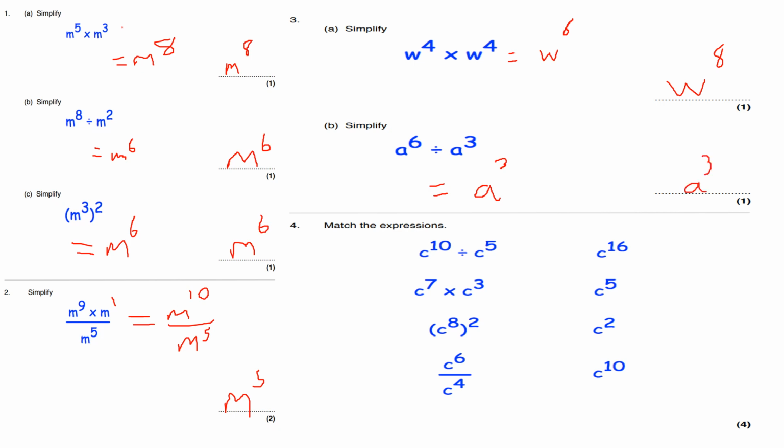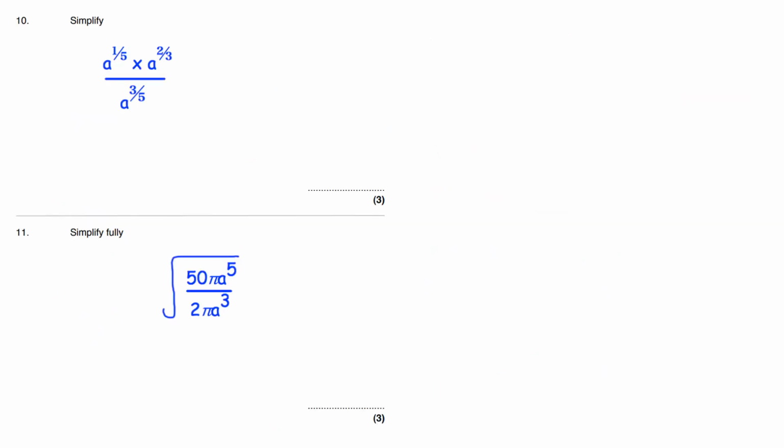Okay, this next one, match the expressions. C to the power of 10 divided by c to the power of 5. Well, I'm going to subtract the powers. 10 take 5 is going to be 5. The next one, I'm going to add the powers. 7 plus 3 is going to be 10. I'm going to multiply. 8 times 2 is going to be 16. And here I'm going to subtract the powers. Okay, same base, I'm dividing, so I subtract the powers. C to the power of 2. Okay, I think I've actually jumped a question there, so I apologise.